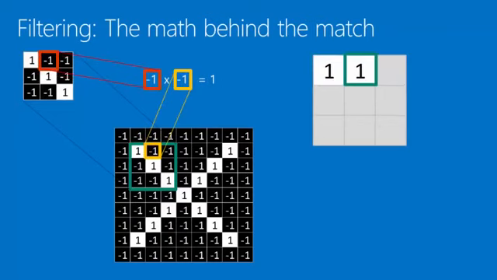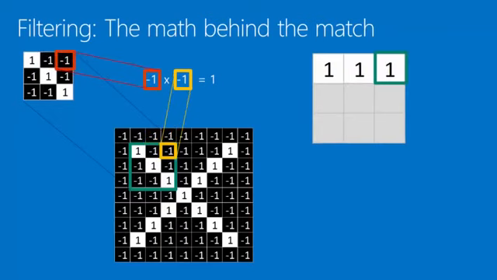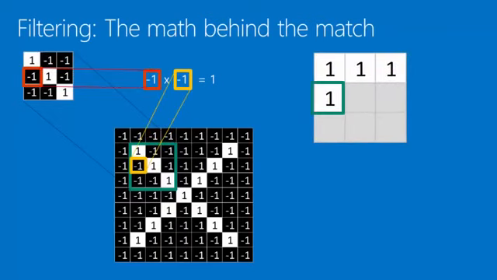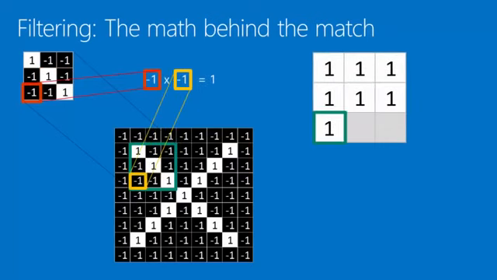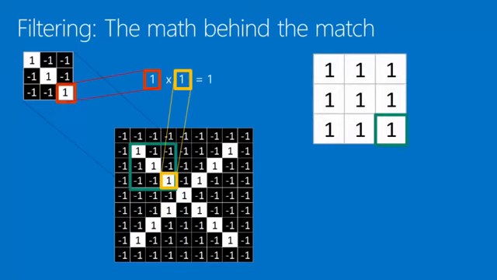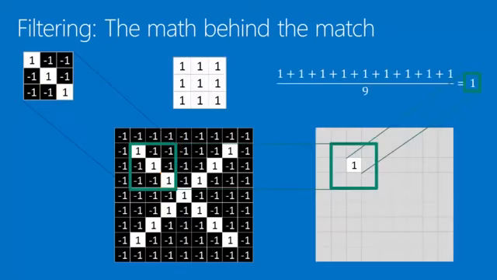We step to the next one. Minus 1 times minus 1 is also a 1. And we continue to step through pixel by pixel, multiplying them all by each other, and because they're always the same, the answer is always 1. When we're done, we take all these 1s and add them up and divide by 9, and the answer is 1. So now we want to keep track of where that feature was in the image, and we put a 1 there. Say, when we put the feature here, we get a match of 1. That is filtering.